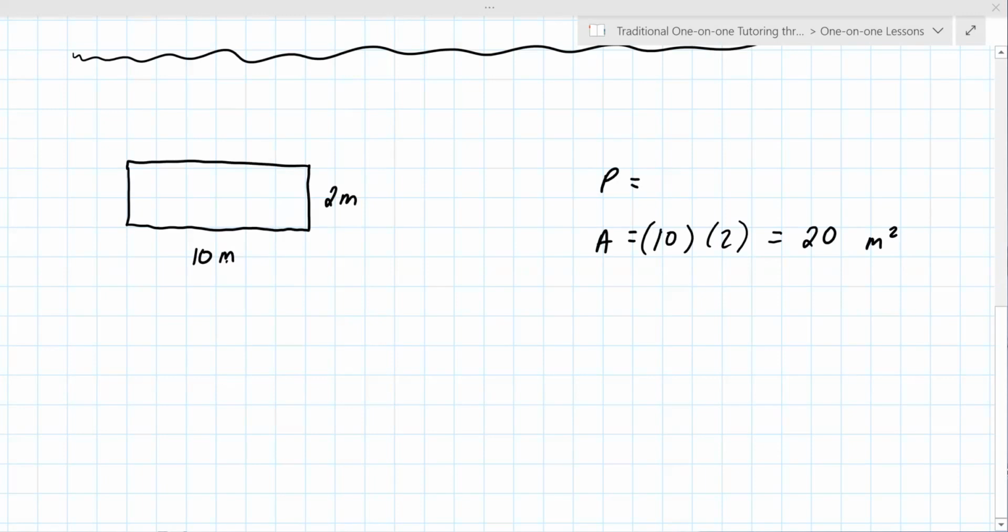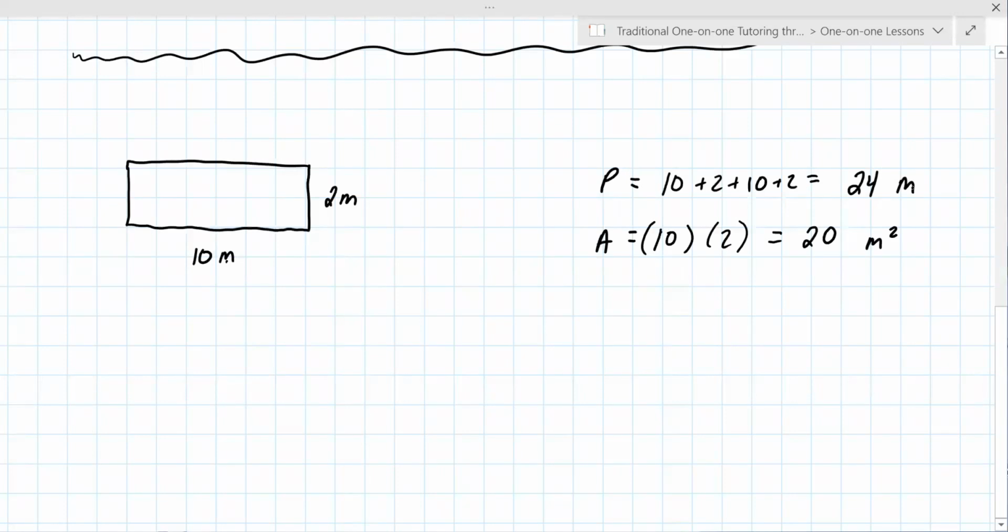Now the perimeter, how do you find the perimeter for this? The perimeter, you should add 10 plus 2 plus 10 plus 2. Did I get it right? Yep, that's correct. And what does that add up to? 24. 24 meters. That's it, just meters.